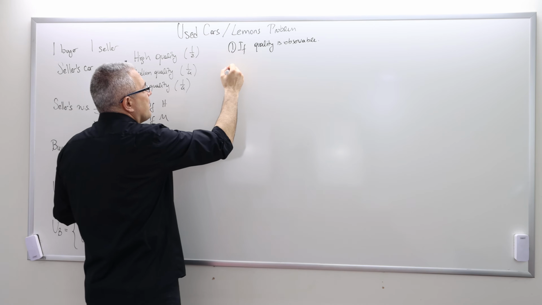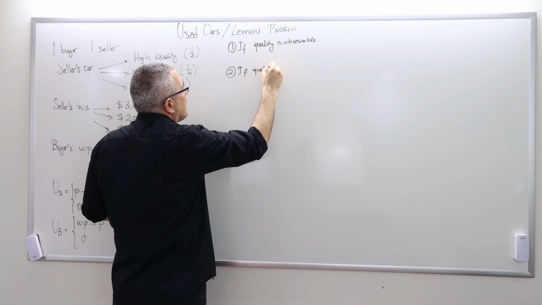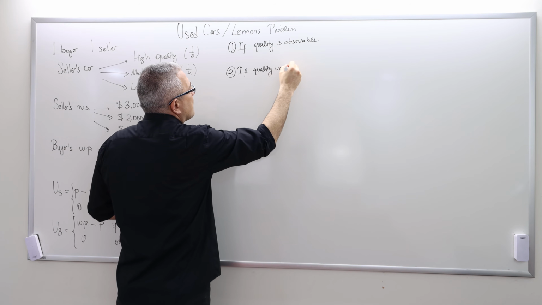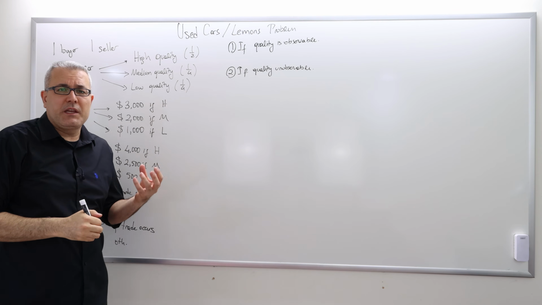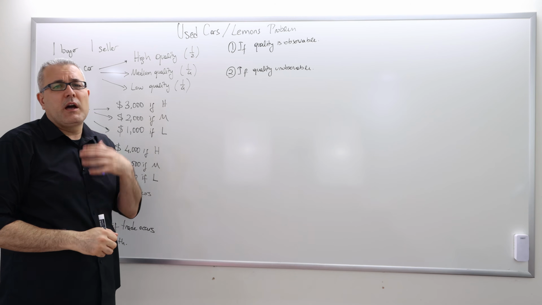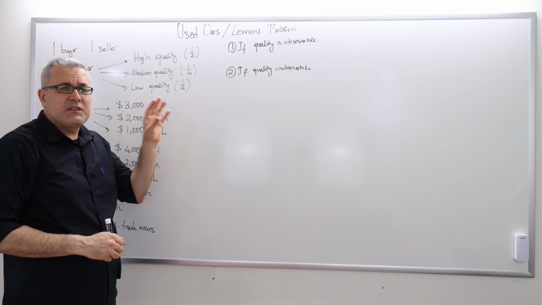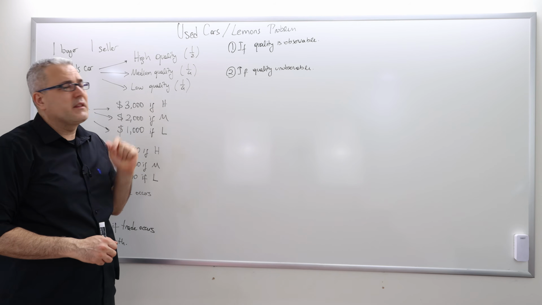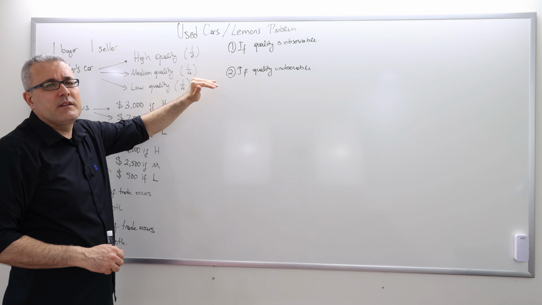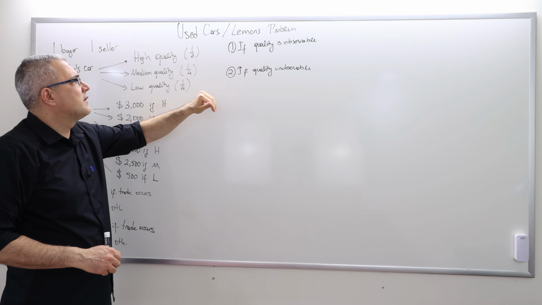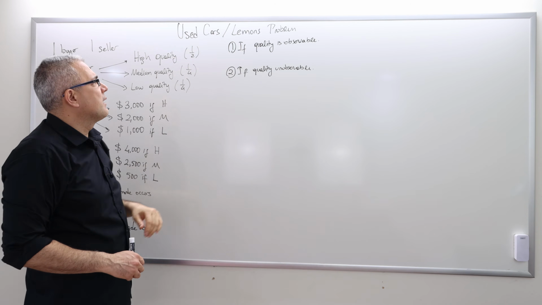The second question is, what if quality is unobservable? In the first scenario, there is symmetric information, so whatever the seller knows, the buyer will know as well. In the second one, there's asymmetric information. The seller knows the quality of his car, but the buyer doesn't. In that case, the question is, what's going to be the market equilibrium outcome? I mean, the price, and which car is going to be sold? And the same for the first part.